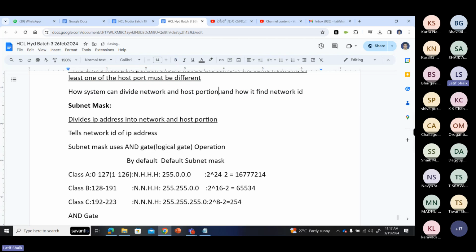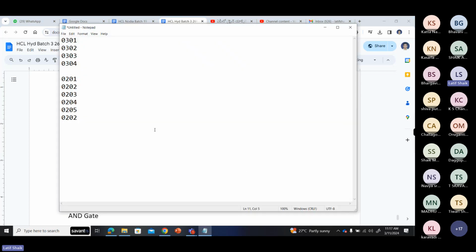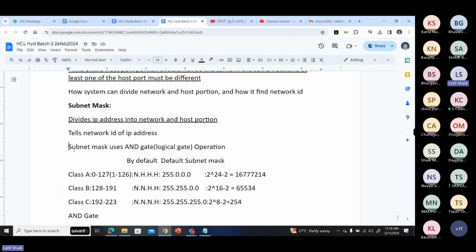So you have a system and you assign an IP address to it. Then how will you understand what network it is? How will the system understand what the network ID, the network portion and the host portion are? It is based on the subnet mask.